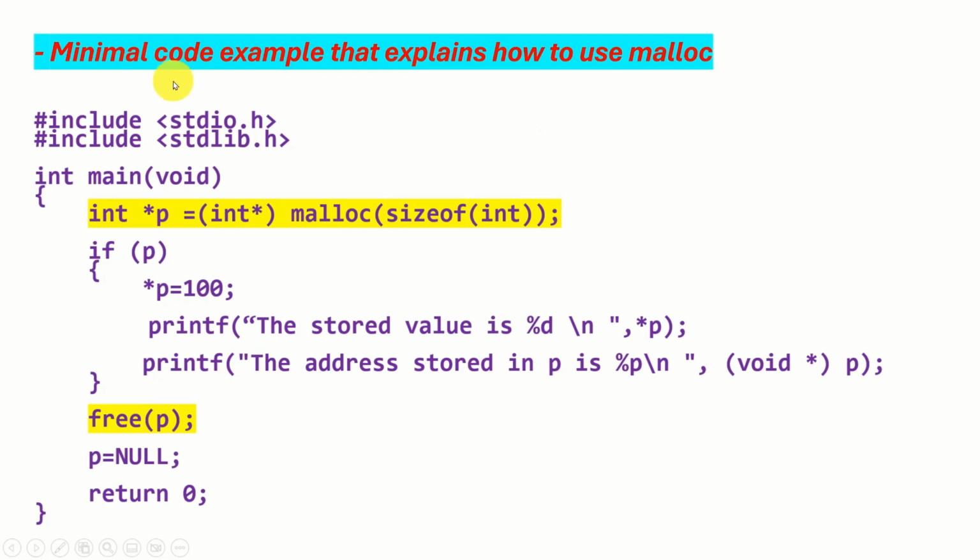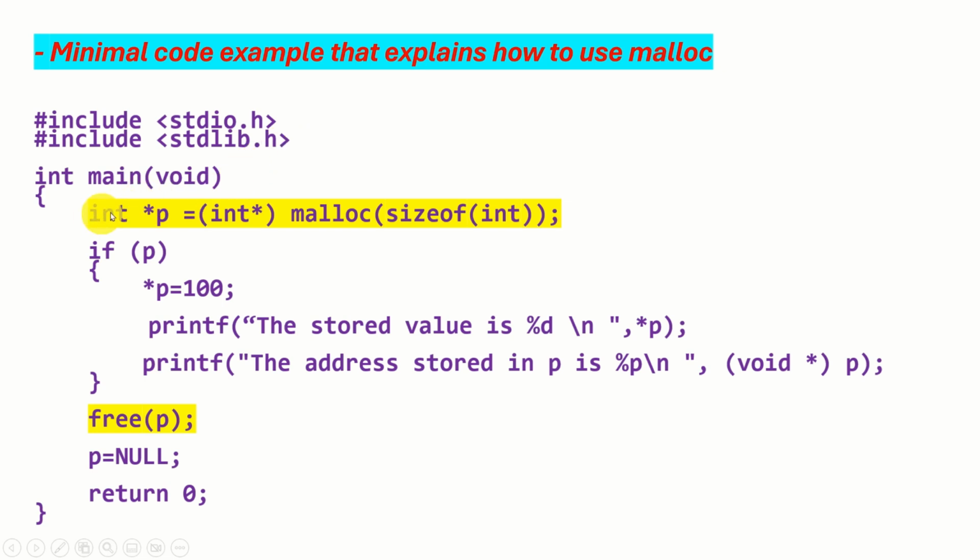Here's the minimal code example that explains how to use the malloc function. First, we will explain this example and then we will compile this example. The purpose of this example is to teach you how to properly reserve the memory by using the malloc function and how to free the memory once the code completes. First of all, we need to include the necessary header files. We include stdio.h and we include the stdlib.h library.